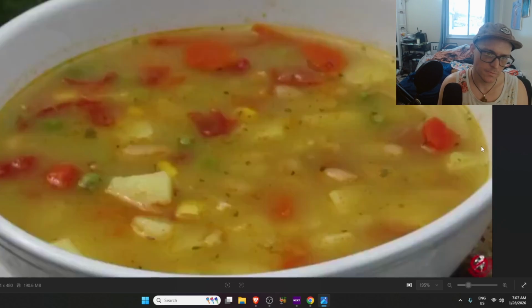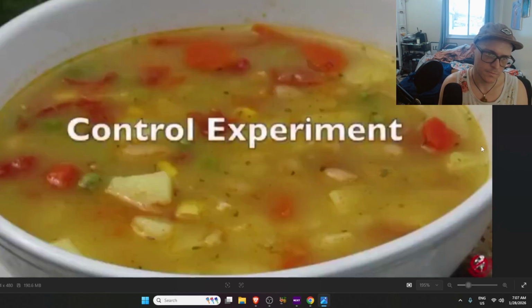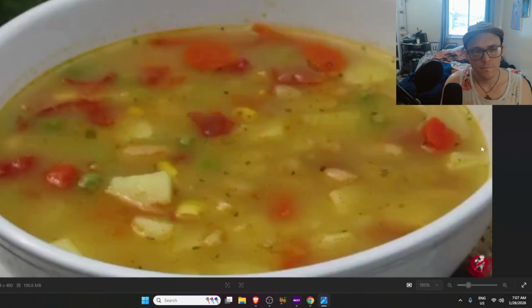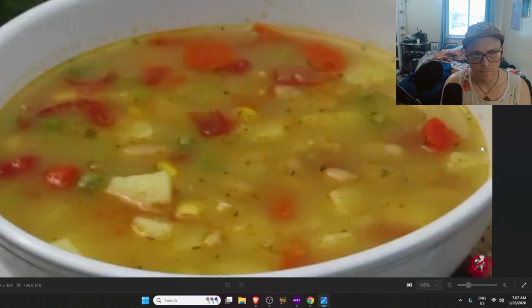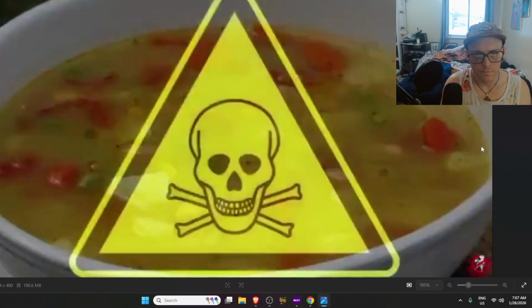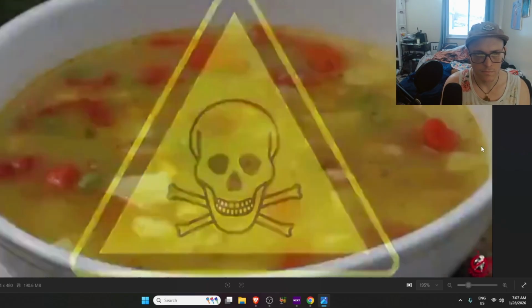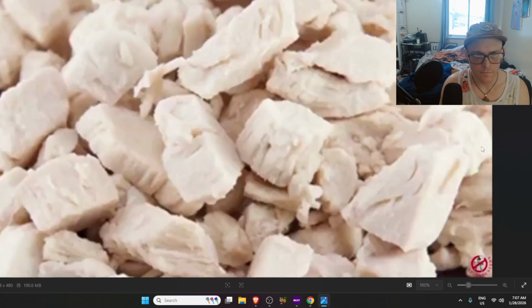We'd still have to run a control experiment where we feed them the rest of the soup without the chicken and see if they still get sick with stomach cramps, vomiting, and diarrhea. If so, it might be something from the broth or something else in the soup that the chicken chunks soaked up while they were in the soup. Fairly simple. But we're still not done yet.